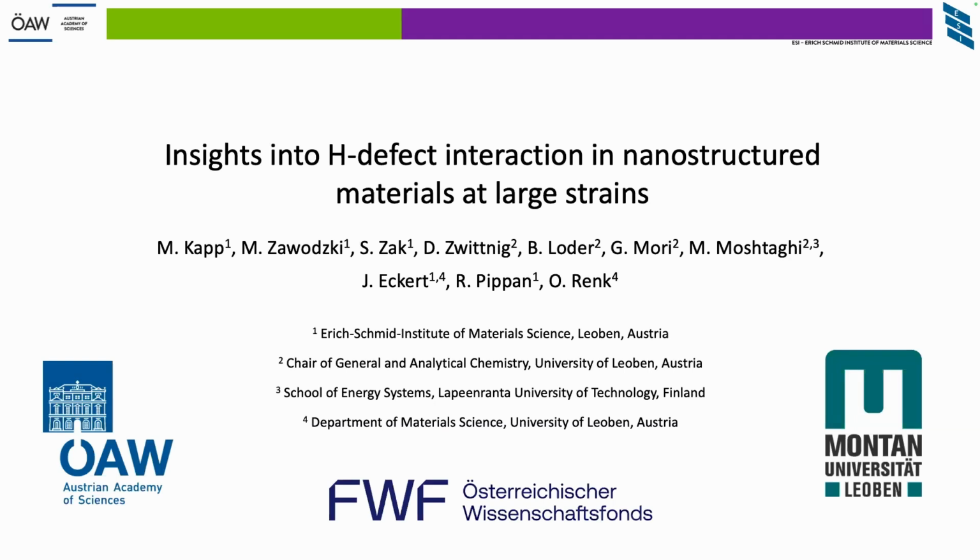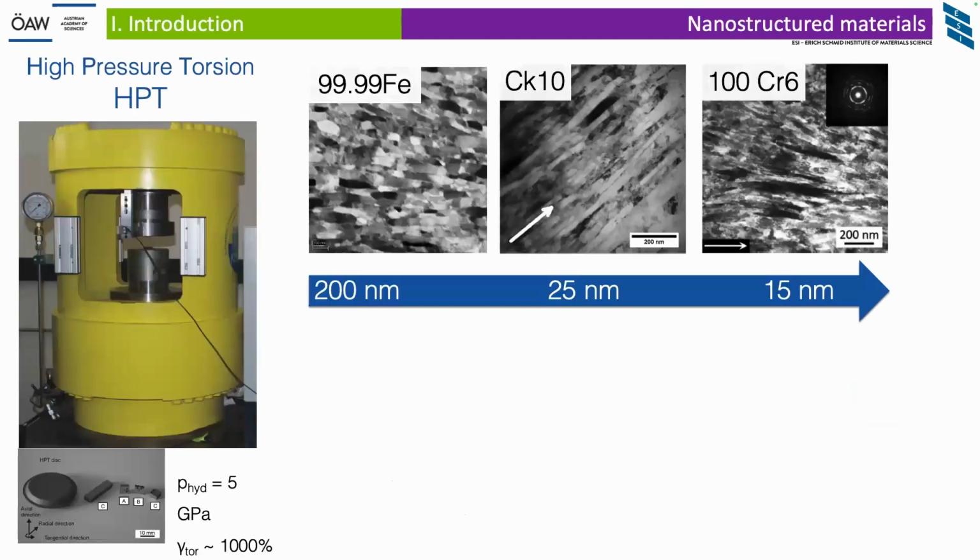I'd like to present you today a methodology that we use to study the hydrogen defect interaction in nanostructured materials, which means nanocrystalline, ultrafine grain. It's a very simple method. It's called high pressure torsion.